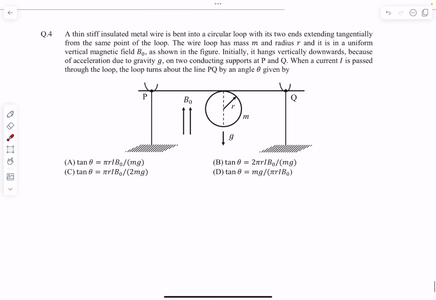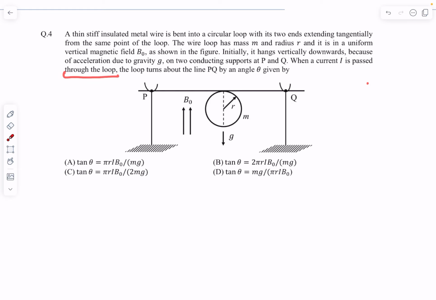Okay guys, so in this question we have a thin stiff insulated metal wire that is bent into a circular loop with its two ends extending tangentially from the same point. The loop has a mass of small m and a radius of small r, and it is in a uniform vertical magnetic field B naught as shown in the figure. So the magnetic field is in the y cap direction. Initially it hangs vertically downwards because of acceleration due to gravity g, on two conducting supports at P and Q. So now it's given that a current I is passed through the loop.